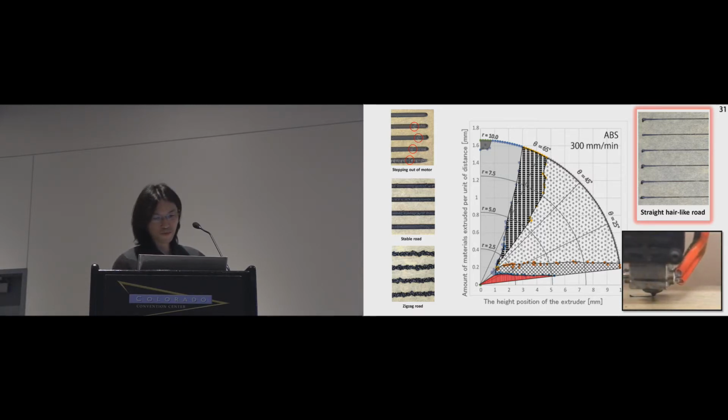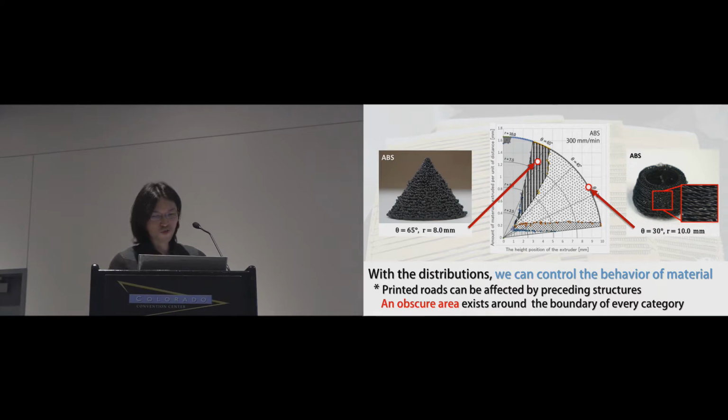Okay. So with the distribution, we can control the behavior of material and structure. However, because the printed load can be affected by preceding structures, an obscure area exists around the boundary of every category. So we currently choose stable parameters. For example, these are near the center of each category.